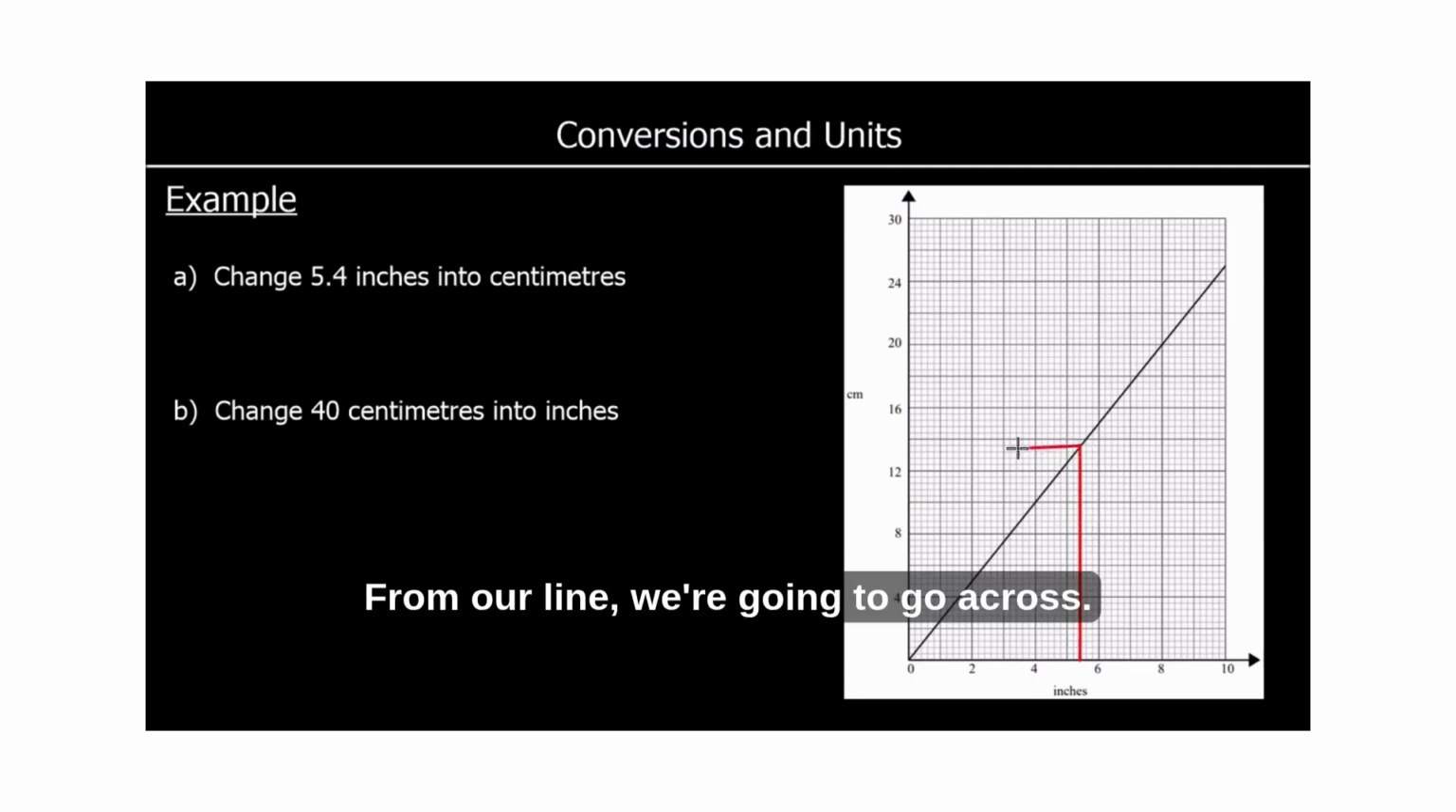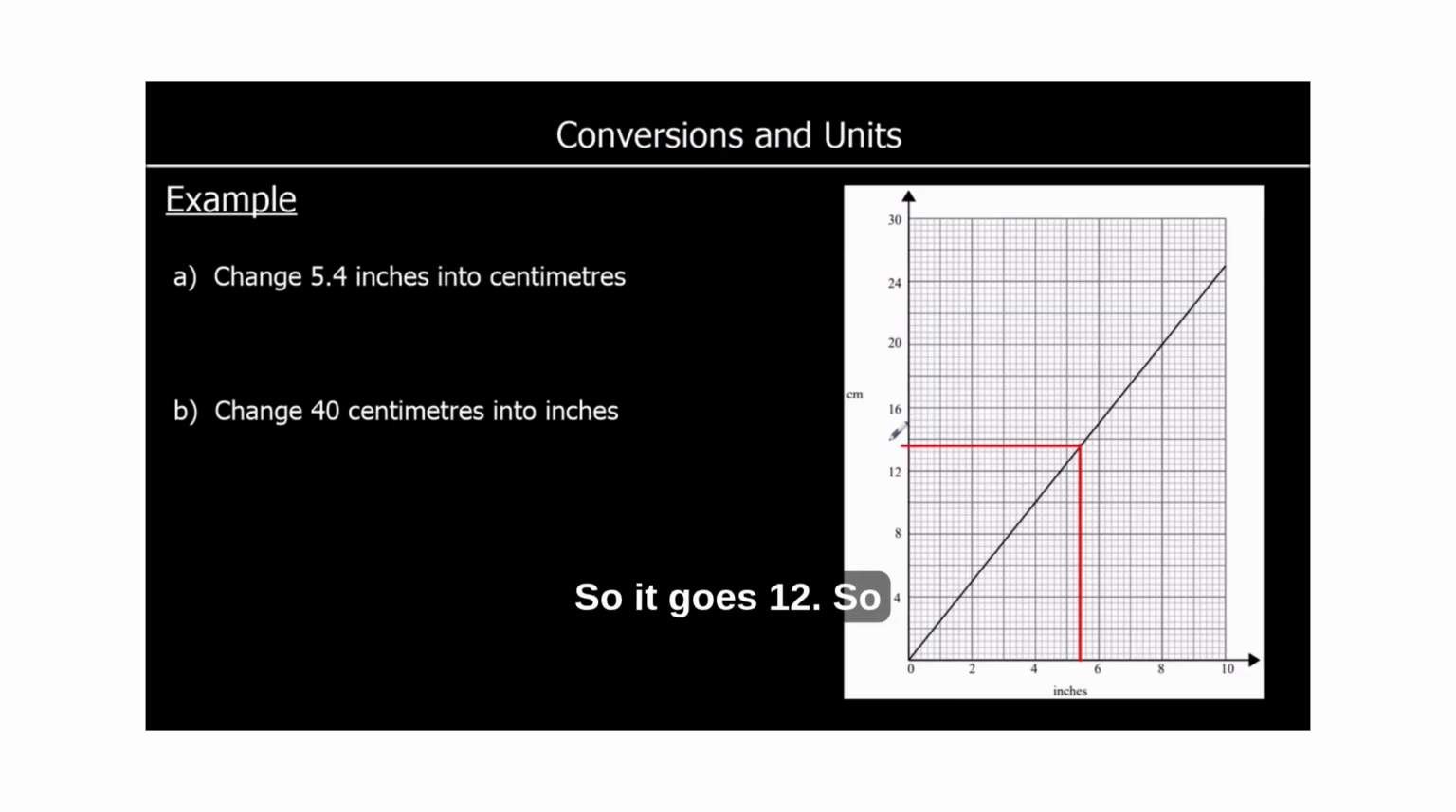From our line, we're going to go across, and we're going to read off how many centimeters we've got. So it goes 12 to 16. So we've got 14 in the middle here. And we've got 5 little boxes that make up 2. 5 little boxes make up 2.